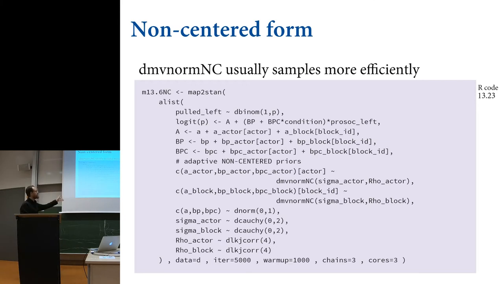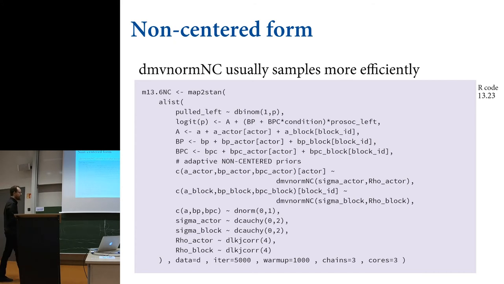So let me introduce you to this. This is a thing called the non-centered form of a hierarchical model. And this is a huge topic in the literature. This is actually a really common thing. In map2stan, there's this convenience to flip between the so-called centered, which is what you did before, and non-centered, you just use a different multivariate normal distribution. DMVNORMNC is the so-called non-centered version. There's a section in chapter 13 of my book about this.